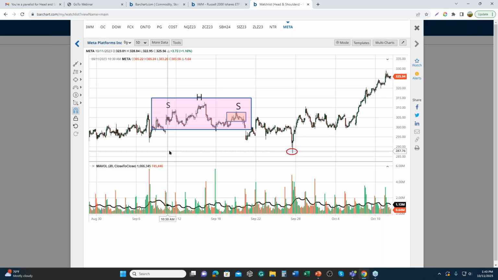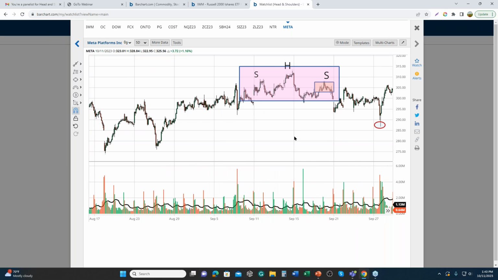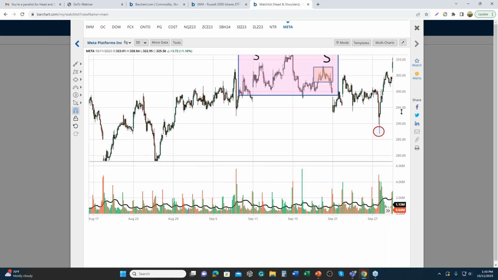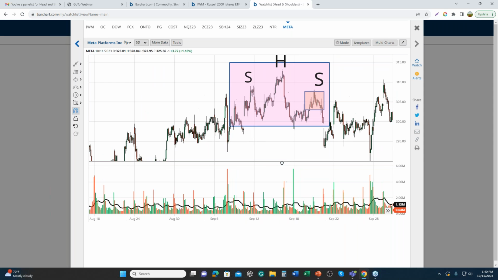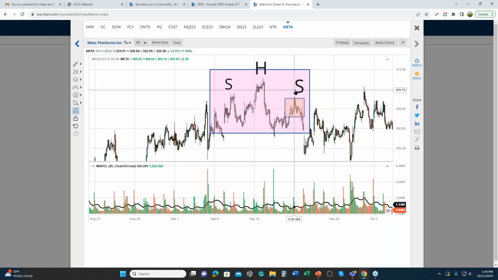And again, what we see here is inside of our right shoulder, there's our right shoulder, is a little head and shoulders. And this is the fractal nature of markets. You will see this a lot inside of some of these head and shoulders, especially at the heads and the right shoulders. So again, in terms of trading opportunities or risk reward, setting a risk, we can use the right shoulder as an area of risk.